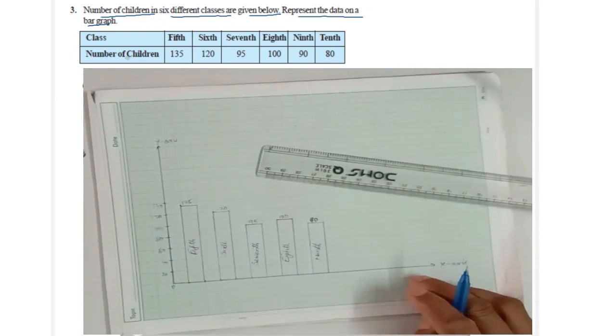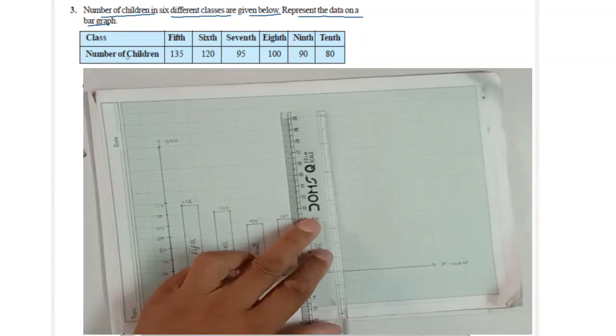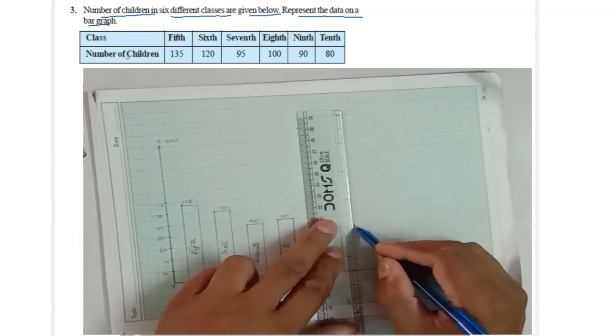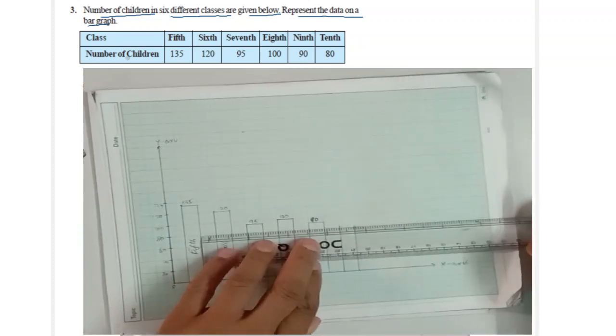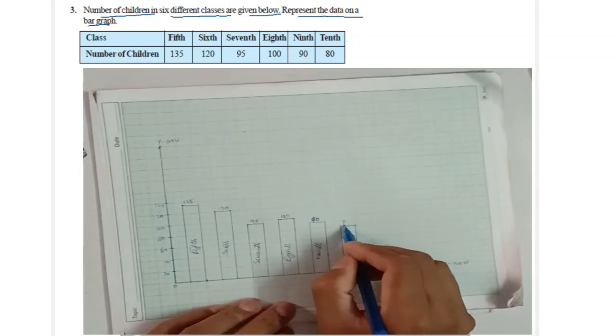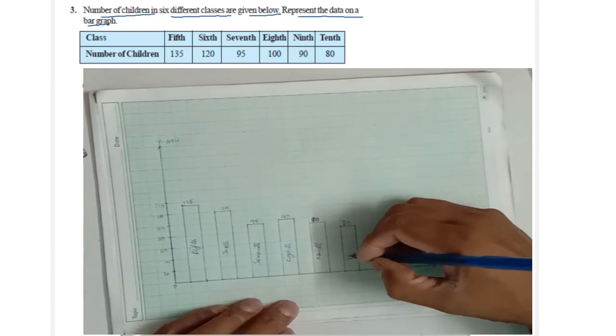The next is for 10th, 80. 80 will come up to here. Here, leave one box, and then after that, draw this line up to 80. Join this. Write down here 80. This is for 10th class. Write down here 10th class.